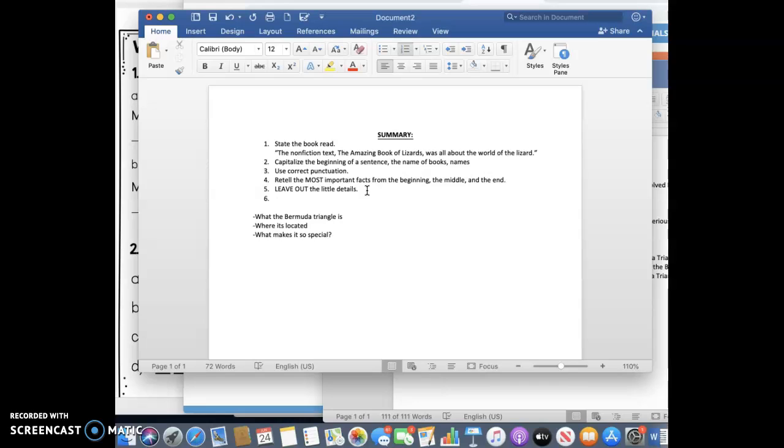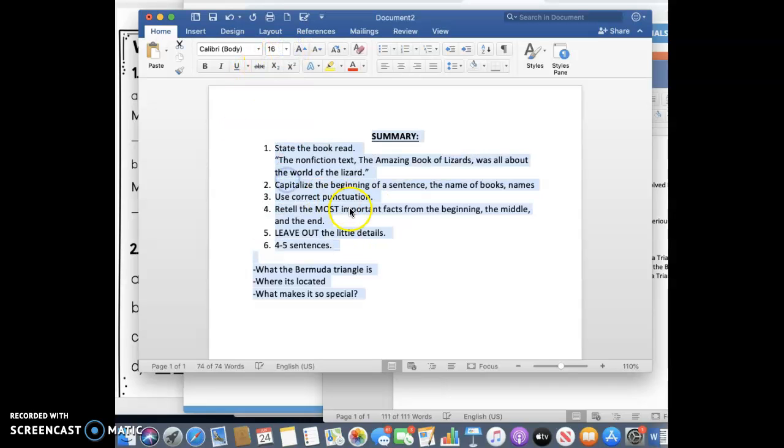Finally, a summary needs to be about 4 to 5 sentences. We don't want to make it too short, but we also don't want to make it too long. A summary is a very quick retelling of a story.